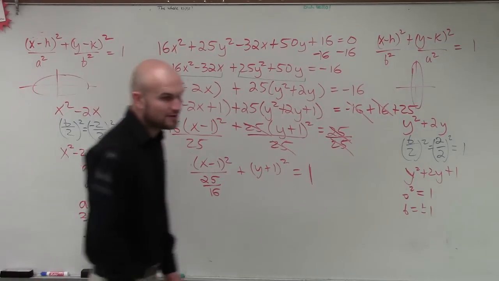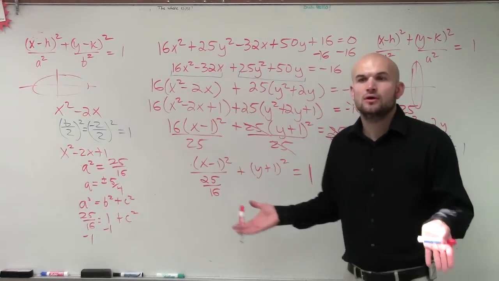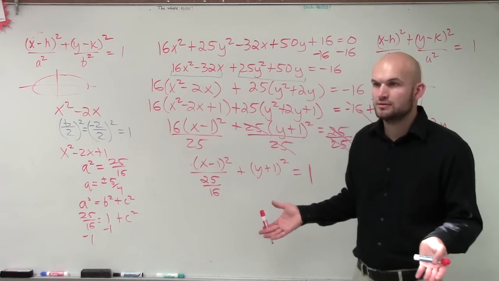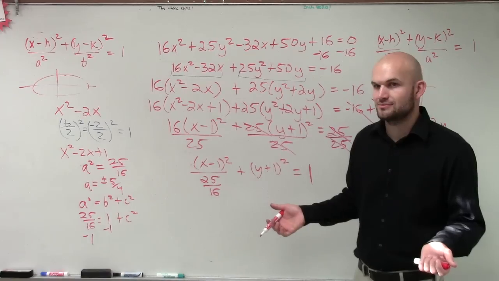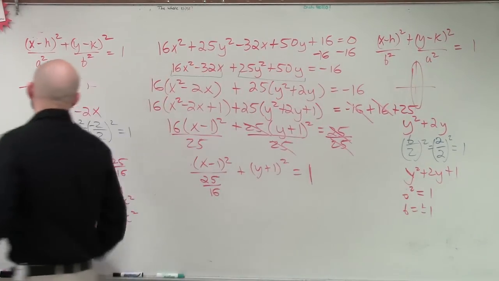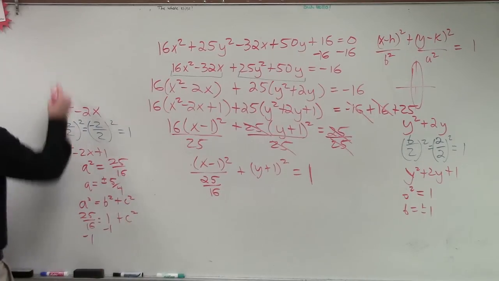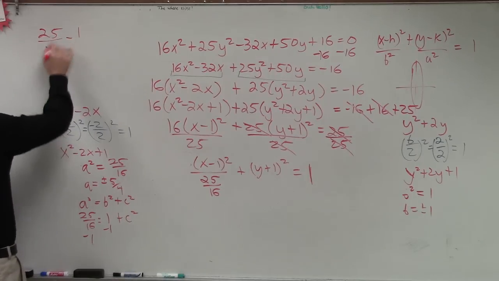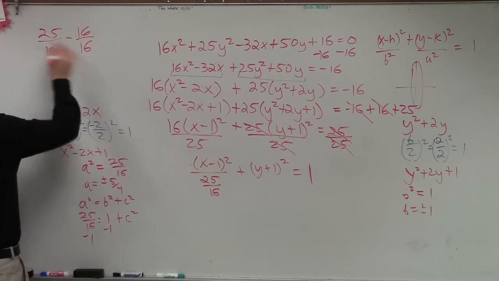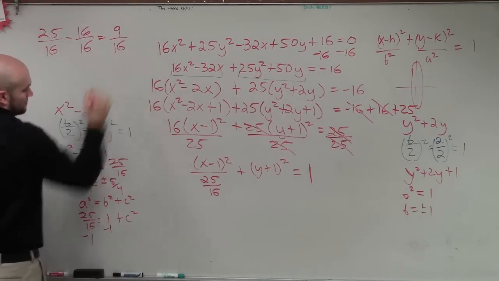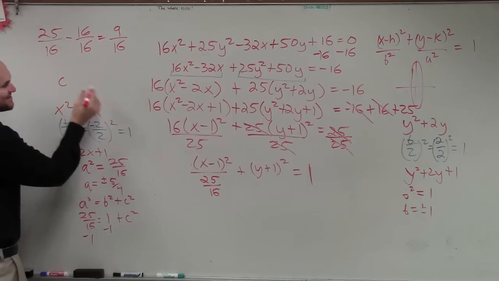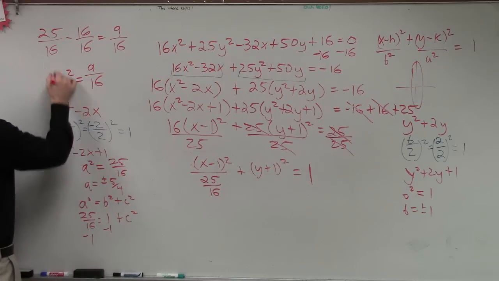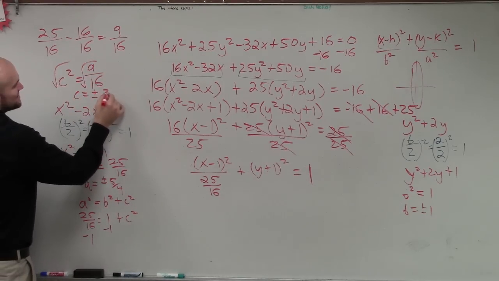So how do you do 25 over 16 minus 1? Well, what's 1 in 25 over 16 over 16, right? So it'd be 25 minus 16, which would be 9 over 16. Yeah, that's right. 1 equals 16 over 16. So if you do 25 over 16 minus 16 over 16, it's 9 over 16. So now 25 minus 16 divided by 1 changes over to 16 over 16, right? So therefore, we can have c squared equals 9 over 16. So to find c, c equals plus or minus 3 over 4.